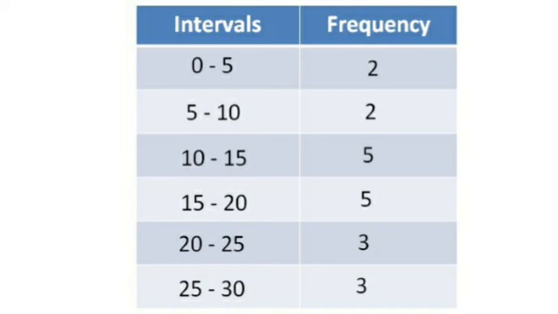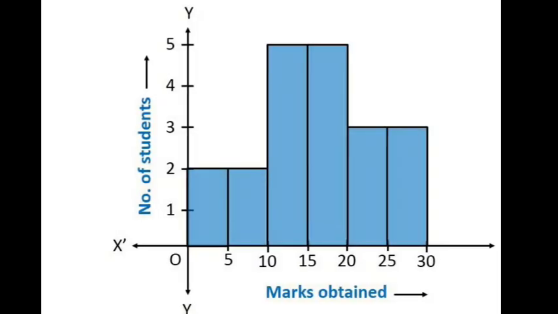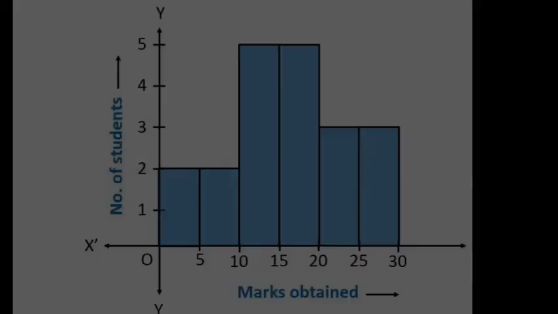How to draw the histogram for this data? We represent the marks obtained on x-axis and number of students on y-axis. Observe that there are no gaps in between the consecutive rectangles. The resultant graph appears like a solid figure. So this is called a histogram, which is a graphical representation of grouped frequency distribution with continuous classes. Also, unlike a bar graph, the width of the bar plays a significant role in its construction.